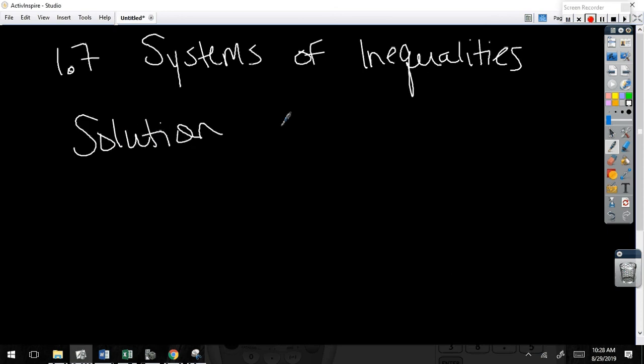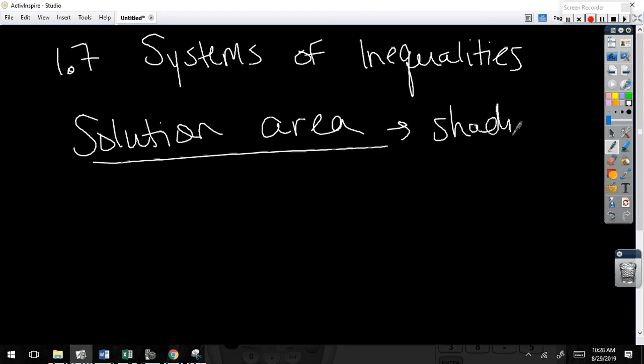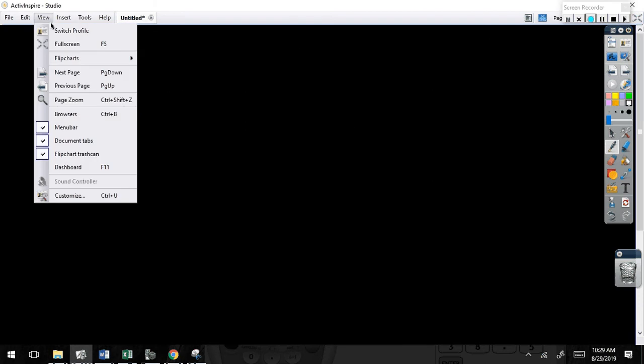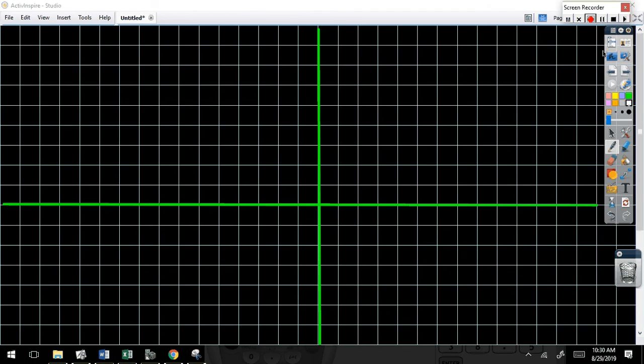Yep. So we call it a solution area. This should be really easy for you because we've already taken time doing linear inequalities and graphing them. This is just putting more than one now on a graph. So I'm going to set up my graph. I think the easiest way to teach this is just to show you, because we've already graphed inequalities. So a system of inequalities means two or more inequalities.